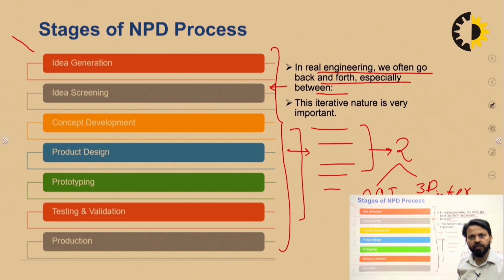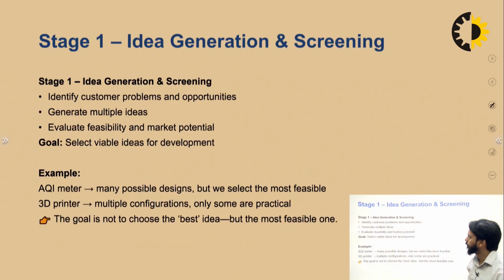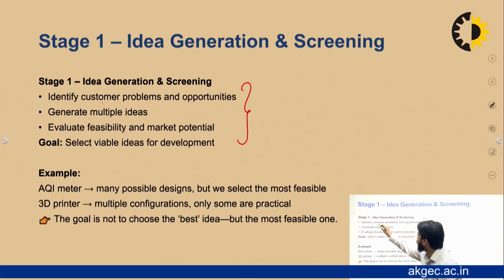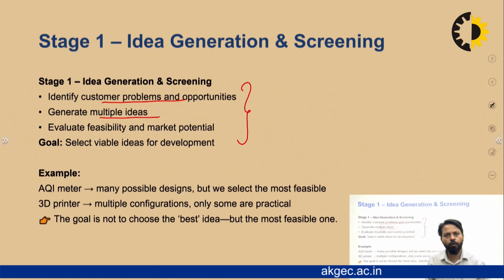Now we go for the individual parts. So the first stage is idea generation. We have covered this, but again, you have to identify the customer needs, customer problems, multiple ideas. For a single problem, you can have multiple ideas to solve that. And then you have to do the screening of these particular ideas, which one you should pick. That is the core principle.